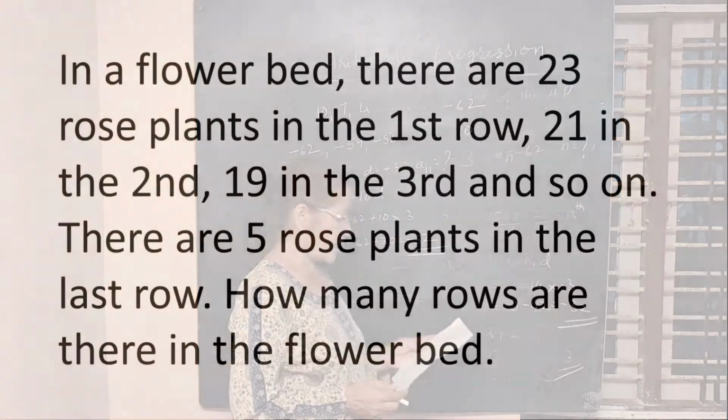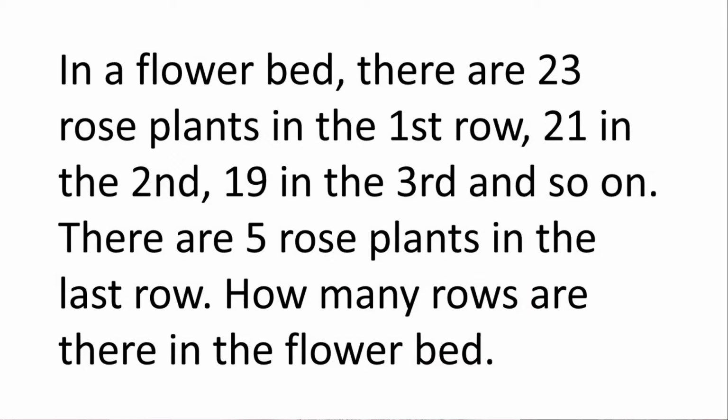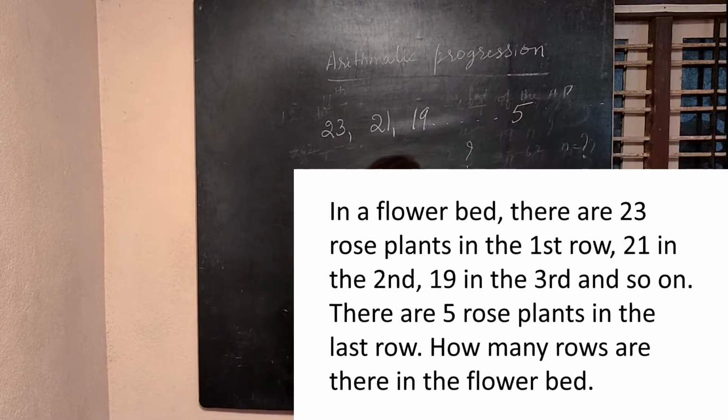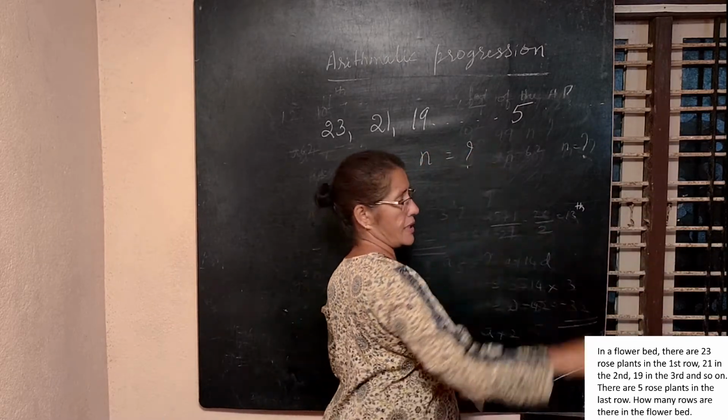Next one. In a flower bed, there are 23 rose plants in the first row, 21 in the second row, 19 in the third row, and so on. There are 5 rose plants in the last row. So they have asked how many rows are there, or n is equal to how much.